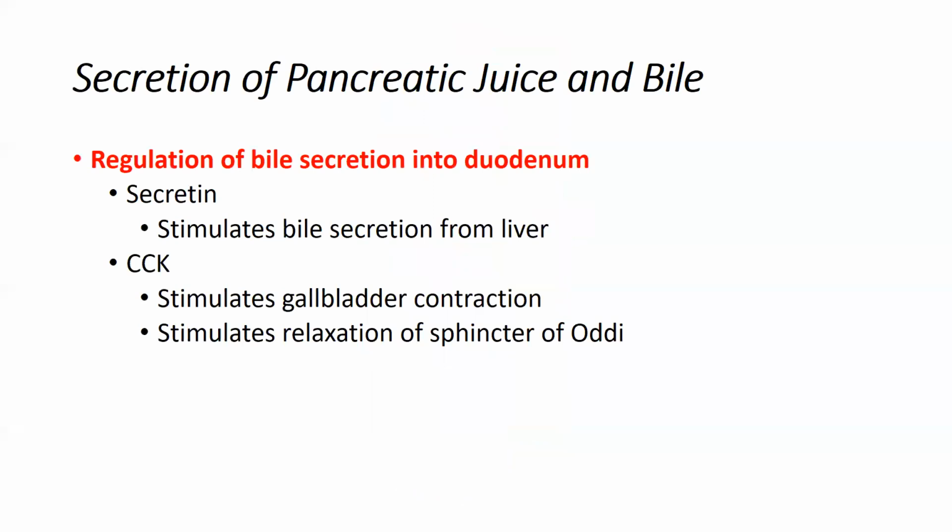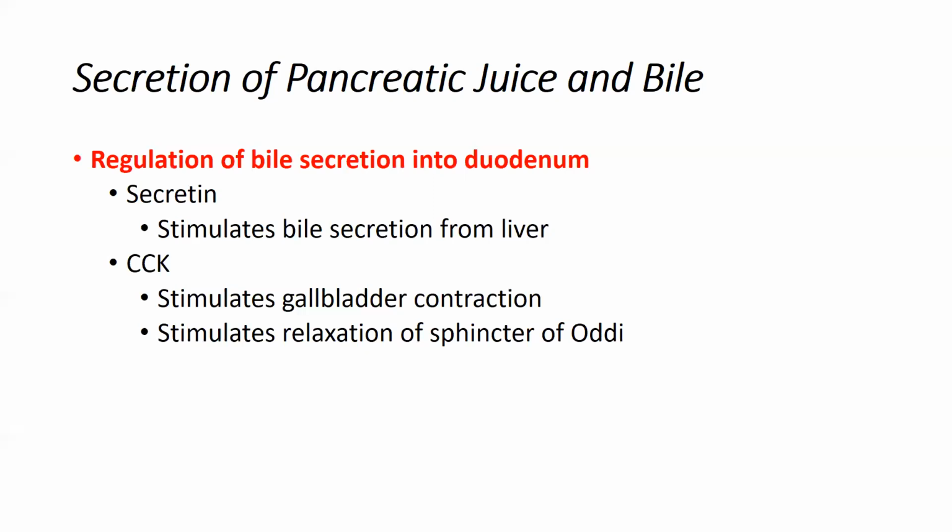Regulating bile secretion into the duodenum happens via secretin and CCK. So secretin is going to stimulate bile secretion from the liver. All right, we made that clear. Secretin is going to tell the liver to secrete more bile. CCK is going to tell the gallbladder to secrete more bile. Now we know bile is made in the liver, stored in the gallbladder. So secretin basically says you need to make more bile. CCK says you need to release more bile from the gallbladder.